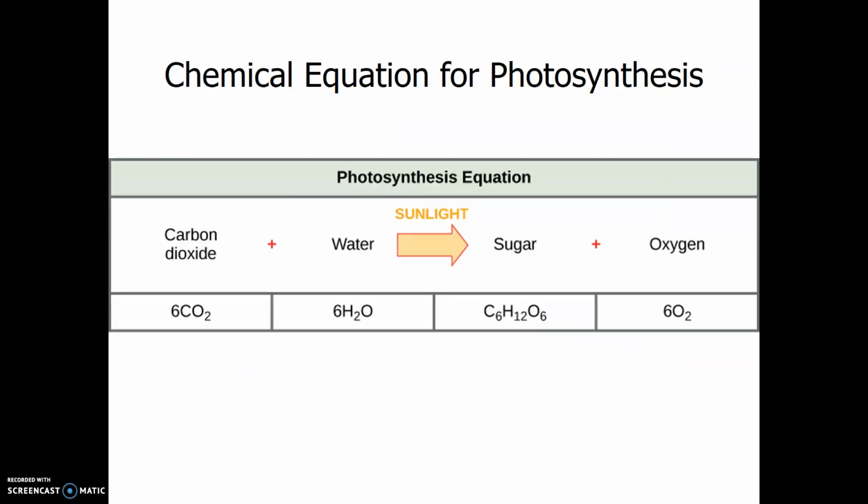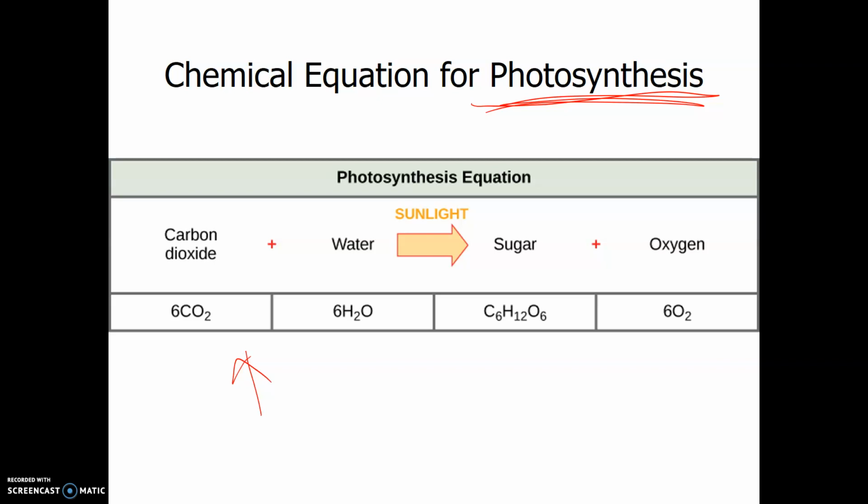The overall equation for photosynthesis is shown here in words and chemicals. I would like for you to know both. So now we're talking about photosynthesis, and we have to kind of change gears. In words, the equation is carbon dioxide plus water.